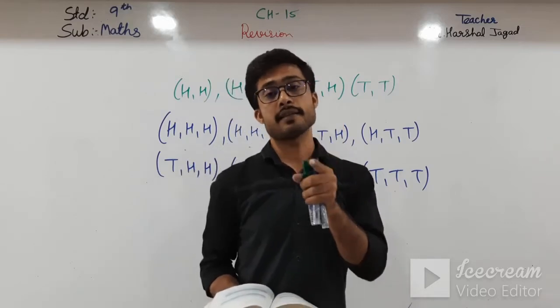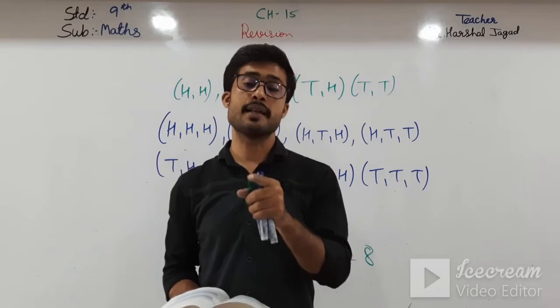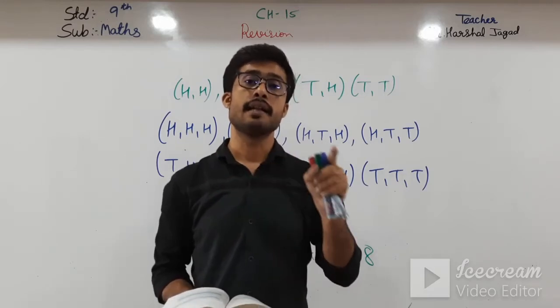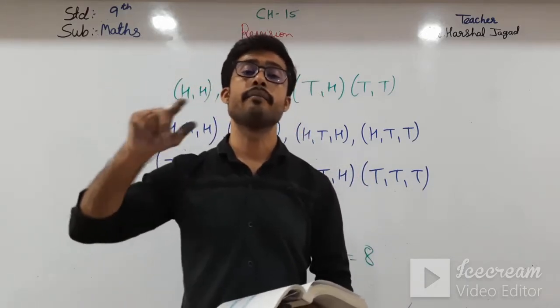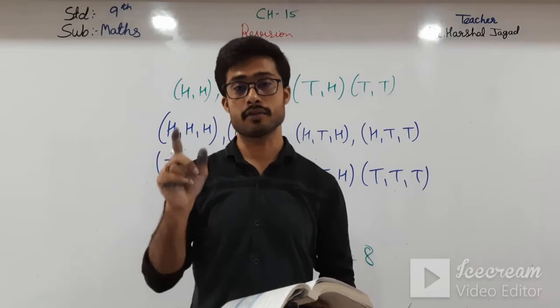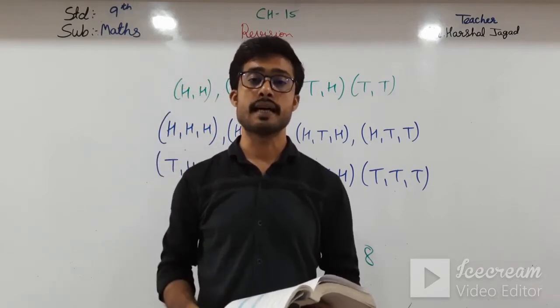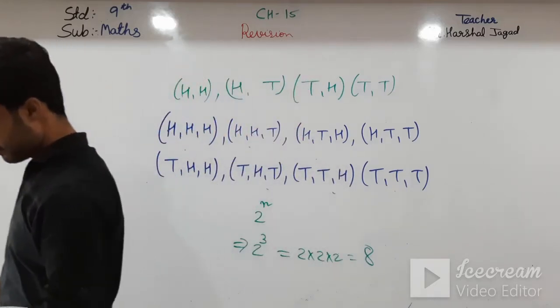And using P of A prime is equal to 1 minus P of A, the probability will be 1 minus 1 by 5. So 5 ones are 5, 5 minus 1, that is 4 by 5. The answer will be 4 by 5. Okay students, moving towards the next.